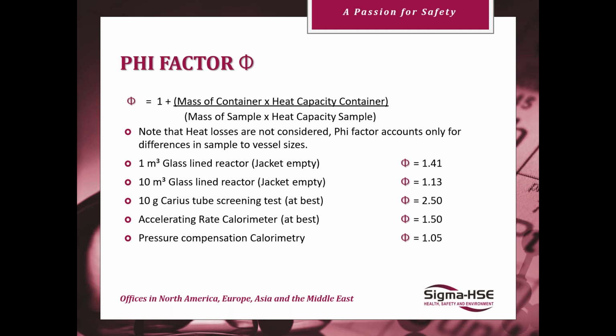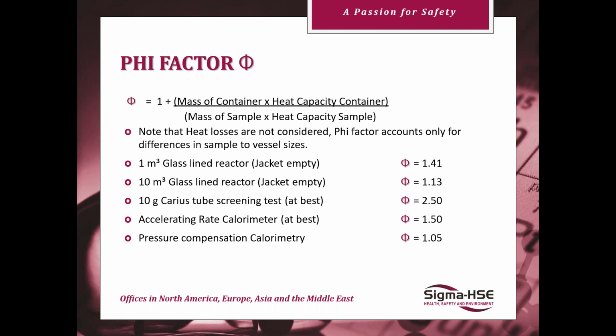So we've got some examples there. You've got a cubic glass reactor, and you've got a phi-factor there of 1.41. So that's sort of the mass and heat capacity of the container and the sample ratio. If you bump that up to a 10 cubic reactor, you've got 1.13.